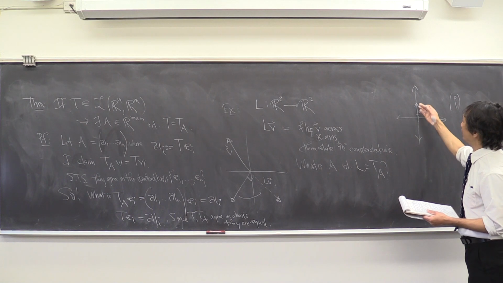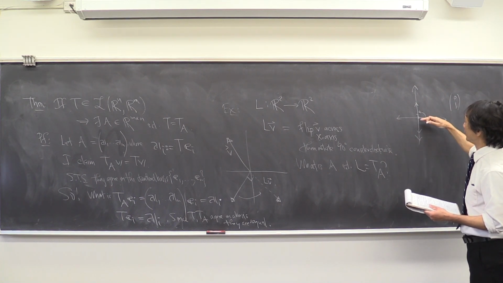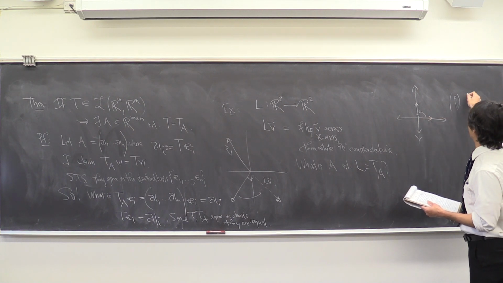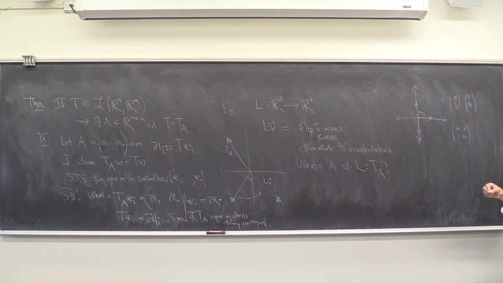What about the other guy? Well, it flips across the x-axis, rotates 90 degrees counterclockwise. Oh, it becomes 1, 0. Okay, so this is it. 0, 1, 1, 0 is the matrix that flips and then rotates 90 degrees counterclockwise.